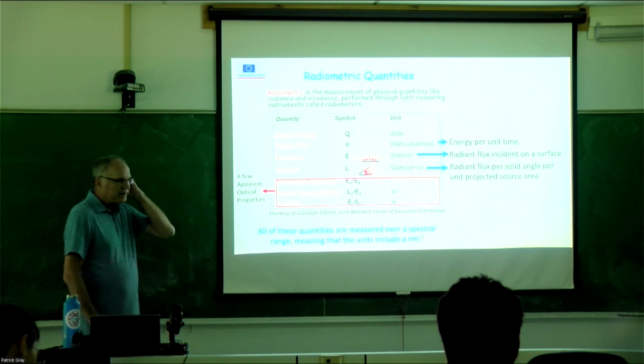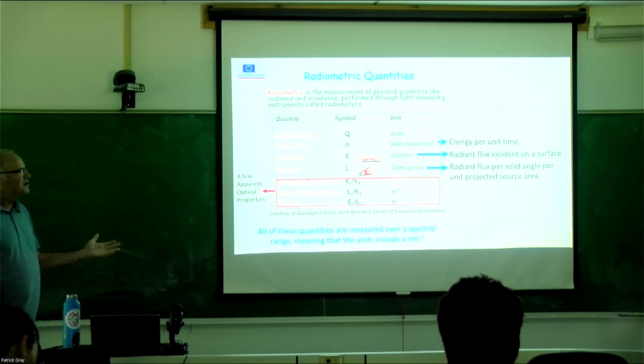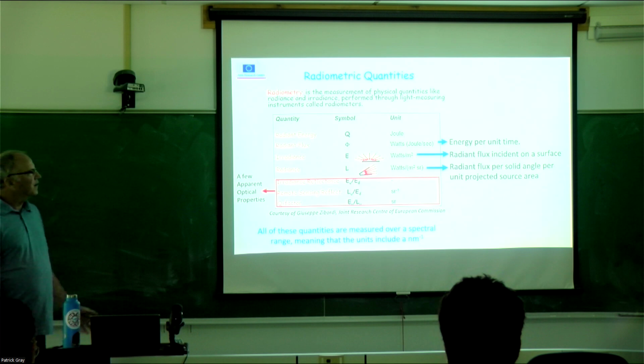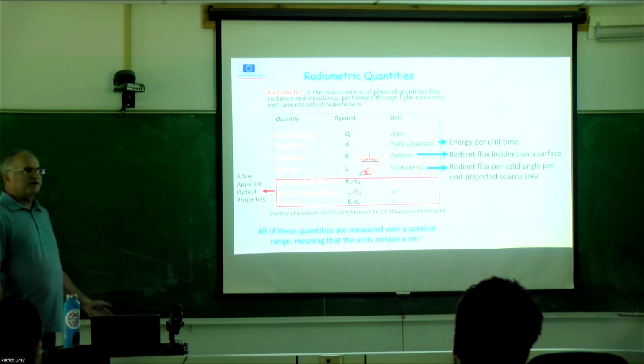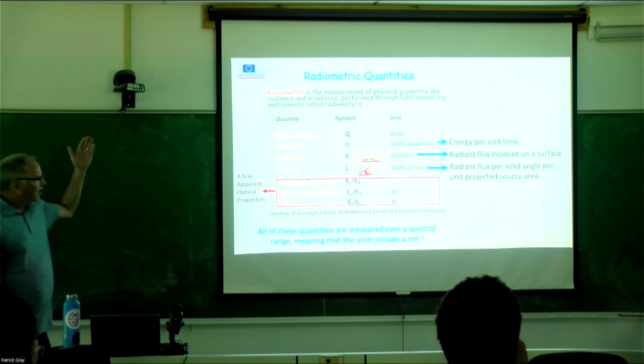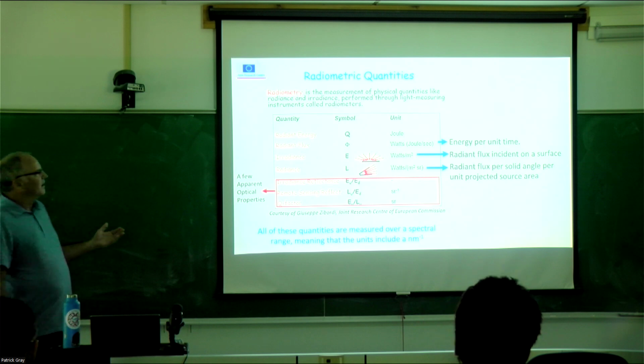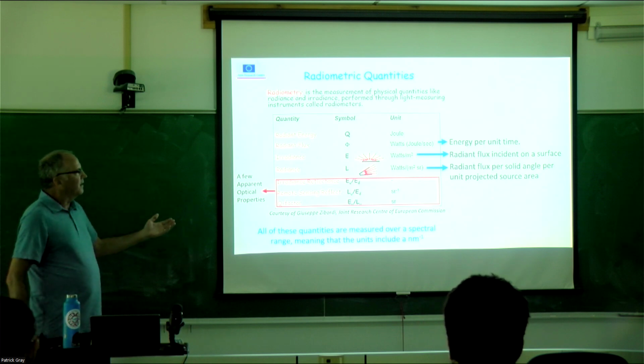Okay, so let's jump into these radiometric quantities. Radiometry is a measurement of physical quantities like radiance and irradiance performed through light measuring instruments called radiometers. So let's just start at some of the definitions. You start with radiant energy. It's got the unit of joule.